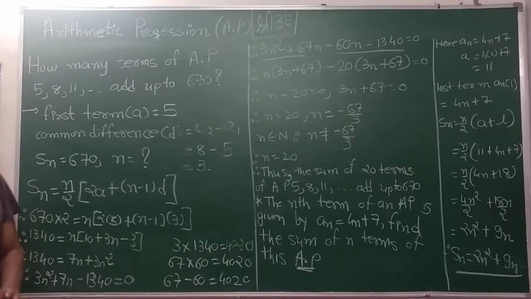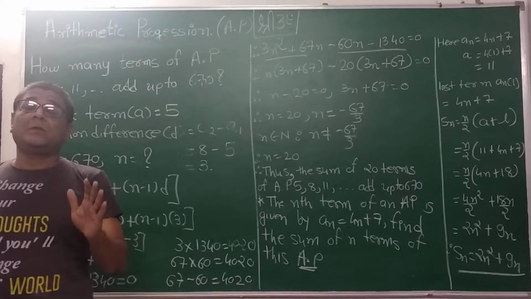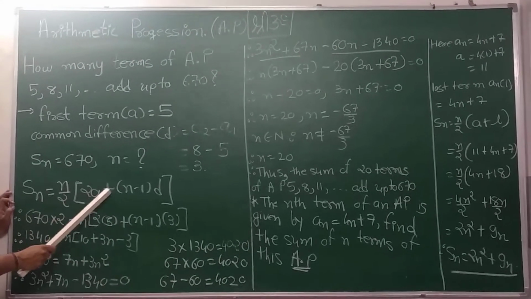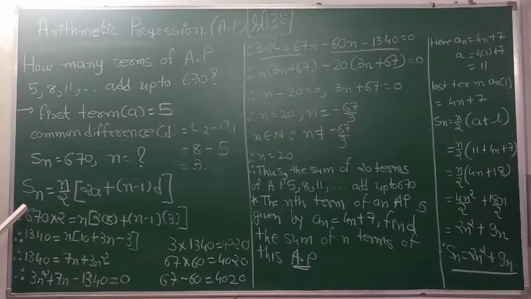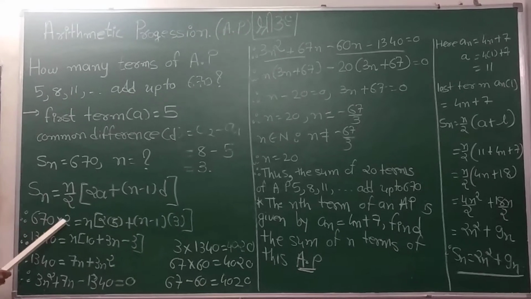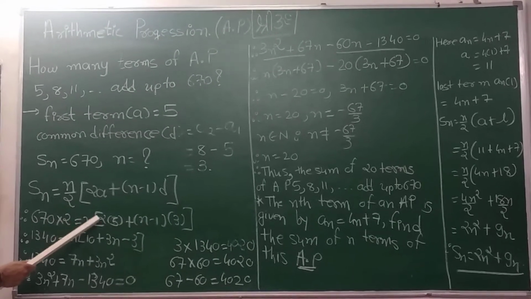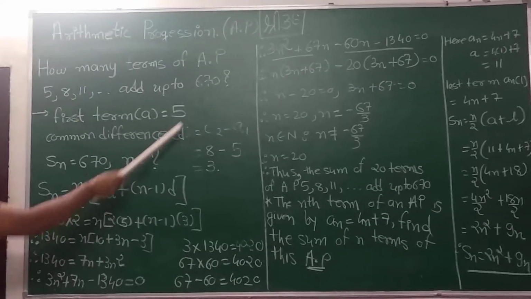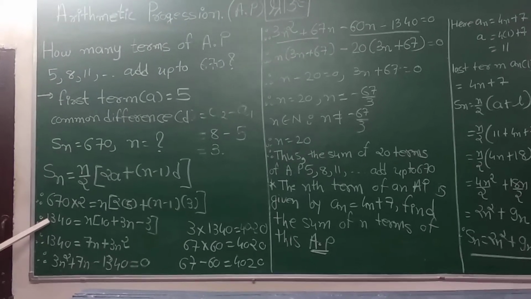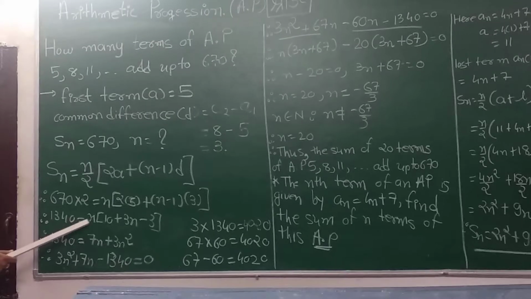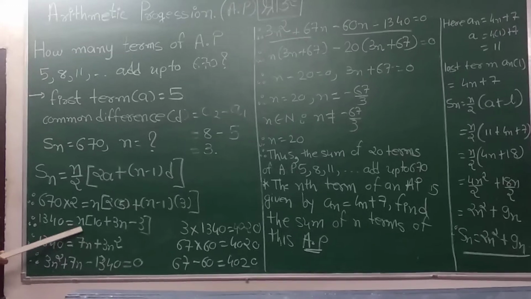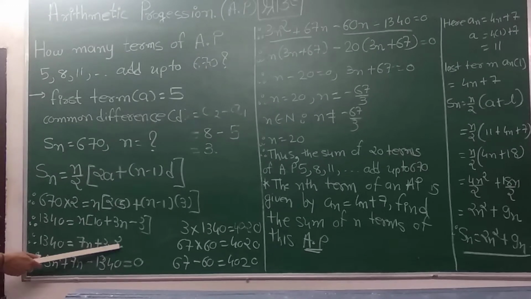Now n belongs to the natural numbers, means it is not negative or in the form of a fraction. So the formula S_n is equal to n upon 2 bracket 2a plus (n minus 1) into d. Substitute the value, that is S_n is equal to 670. Application of linear equation, division goes to multiplication, n as it is. Value of a is 5, d is 3, remaining as it is. So at the end of simplification, the further step is 1340 is equal to n bracket. We have to merge like terms, so that is equal to 7n plus 3n square by distributive property.